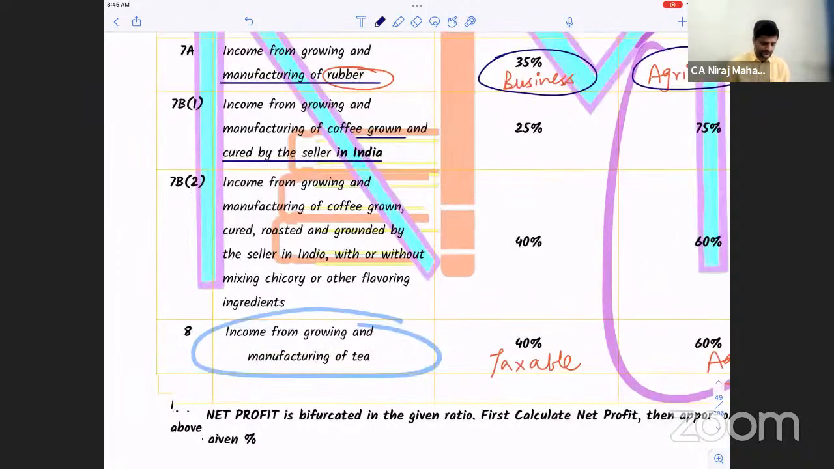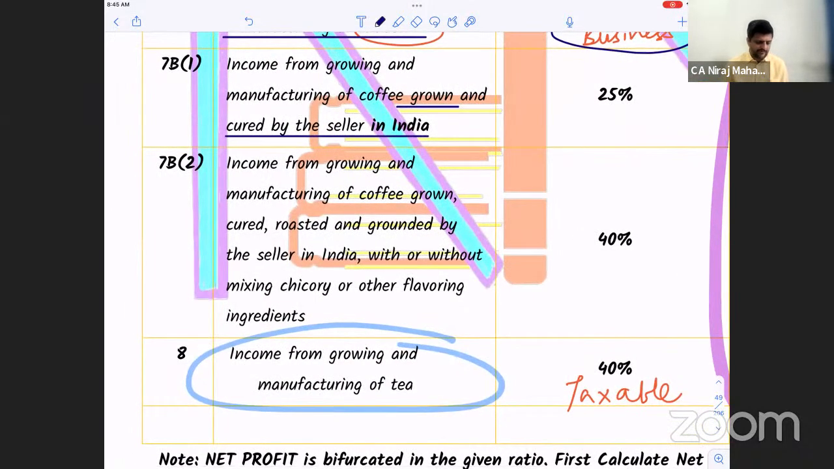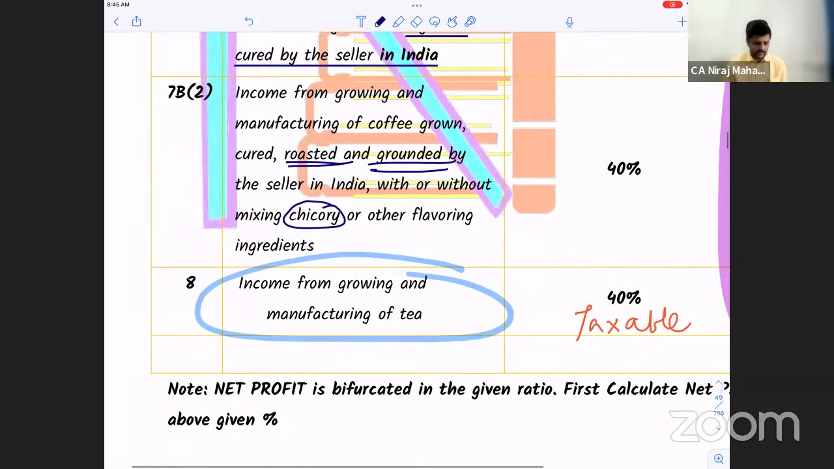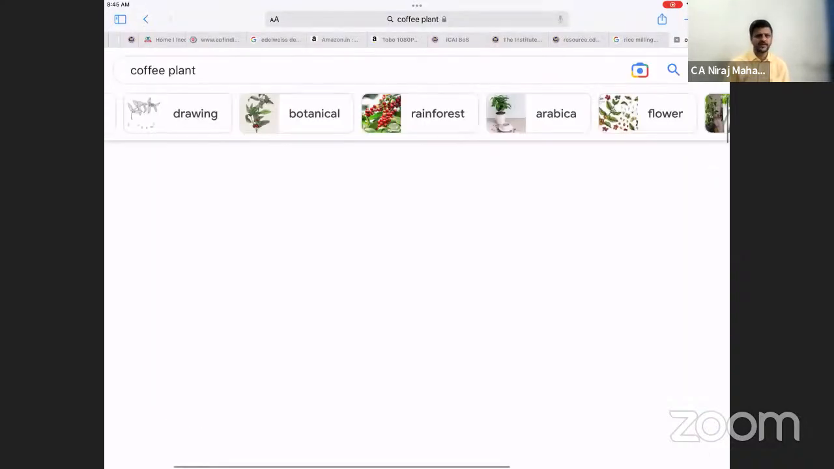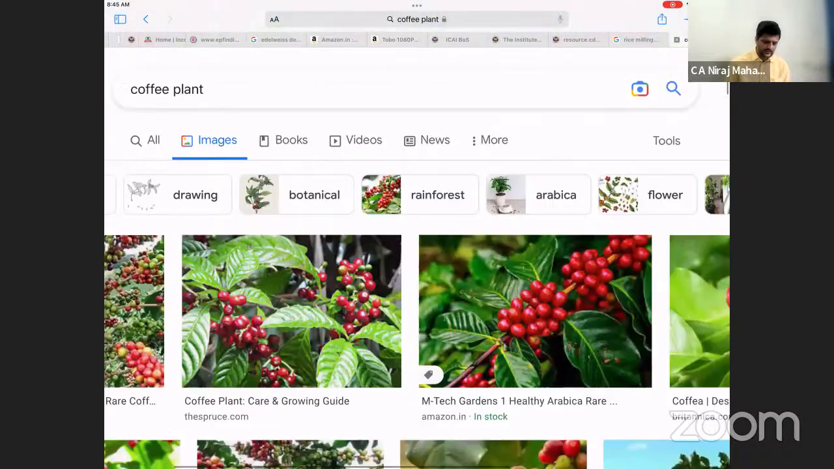But check 7B2. Income from growing and manufacturing of coffee grown, cured, roasted, ground, making powder by the seller in India, with or without mixing chicory or other flavoring ingredients. Chicory is again a flour. It is for giving a different or unique taste. You may mix or may not mix it in the coffee for giving a better or different taste to that coffee.